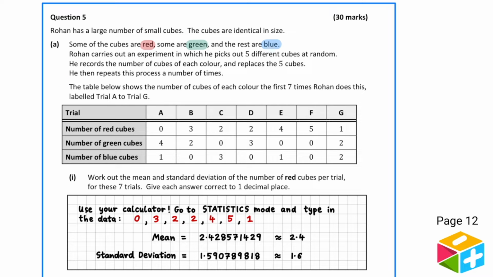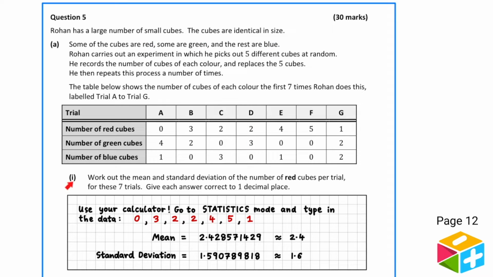In the table that we're given, the 7 trials are labelled with the letters from A to G. Looking at the column of an individual trial tells us how many cubes of each colour there were. For example, in trial D, there were 2 red cubes, 3 green cubes, and 0 blue cubes.